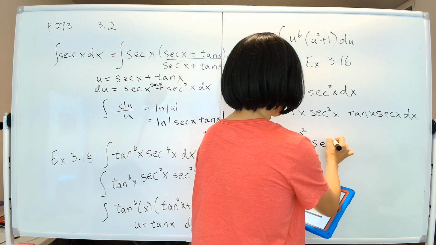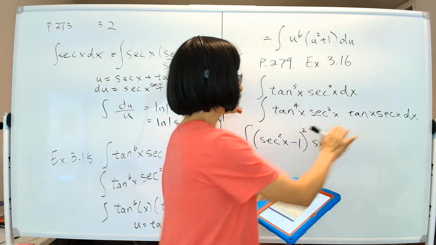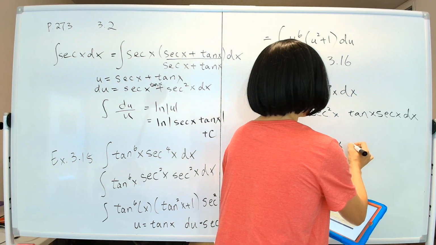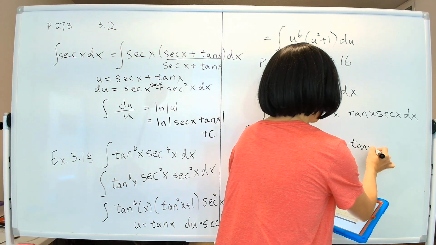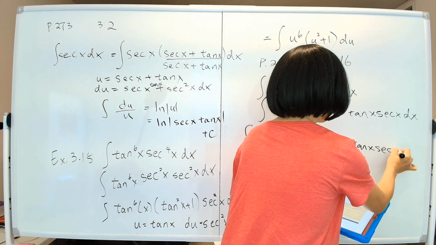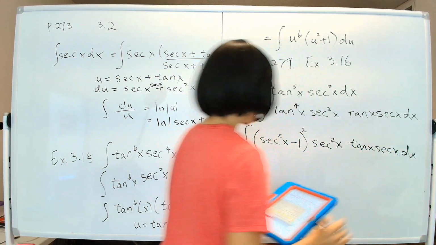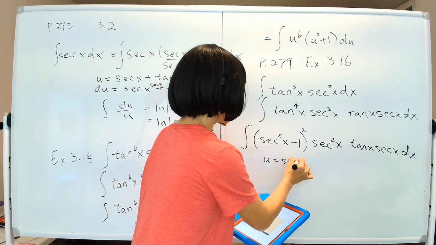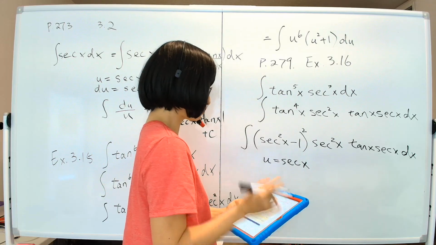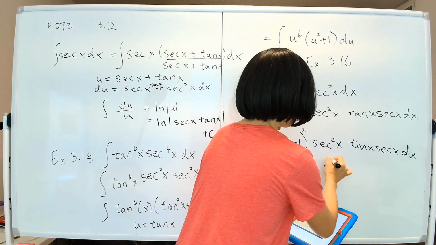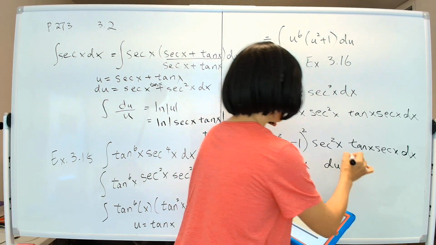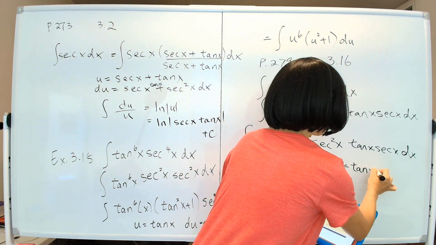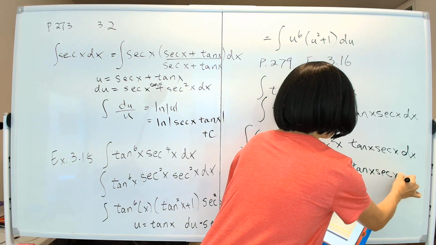We'll keep the secants in here. So everything is getting turned into secant except for this part, because that part is to take care of the du. And then the rest we have tangent x secant x dx. So at this point, we're going to let u equal secant x. So du equals tangent x secant x dx.